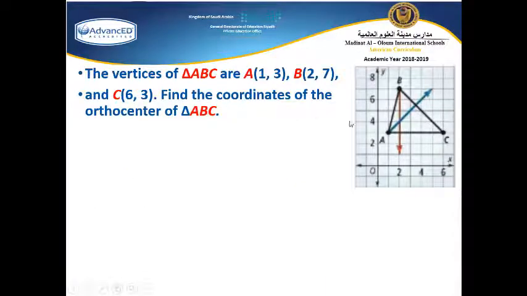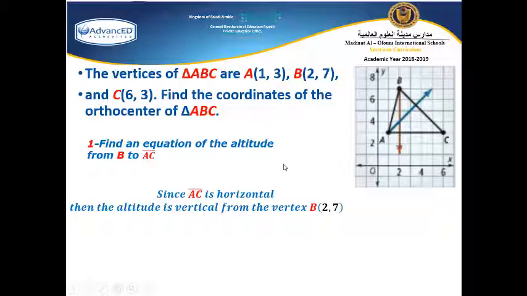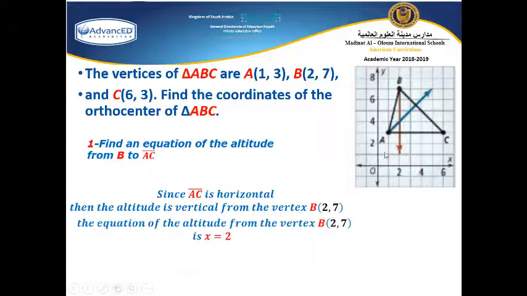How to find the orthocenter from the given vertices, like this triangle ABC? Here we can find two altitudes. First, from the point B to the opposite side AC. Since AC is horizontal, the altitude is a vertical line from the point B, and we know that the equation of the vertical line is x equals 2, because it is drawn from the point B. Then the equation of the first altitude is x equals 2.